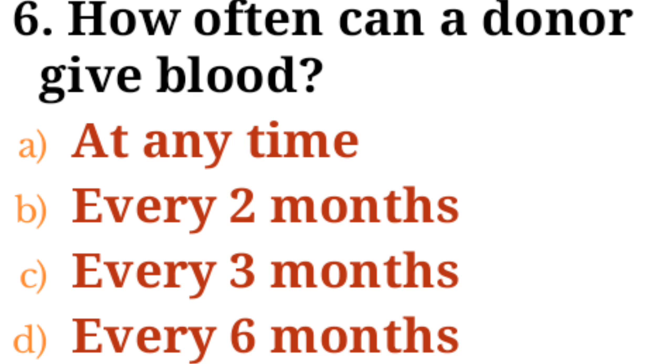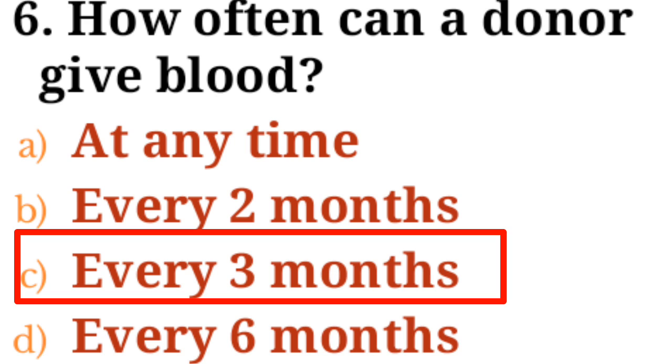Next question: How often can a donor give blood? Options: A. At any time, B. Every 2 months, C. Every 3 months, D. Every 6 months. Answer is C. Every 3 months.